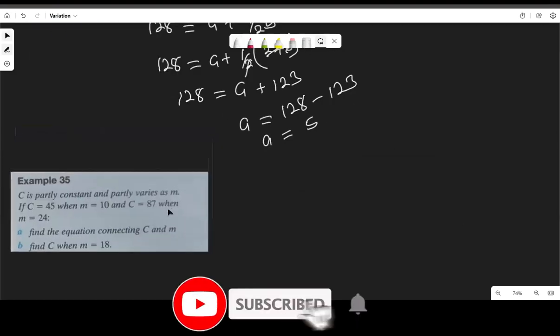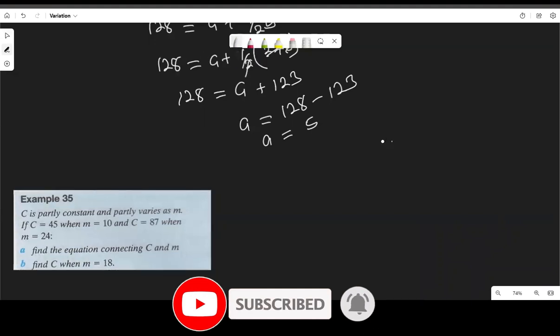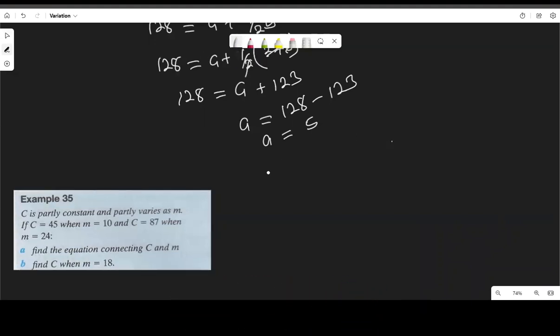Question 2 says C is partly constant and partly varies as M. C is partly constant, let the constant be A, then partly varies as M, let it be BM. In other words, when you say C is partly constant, C is equal to a constant A, then partly varies as M. When I remove this variation, I will introduce a constant B, then M. Combining these two equations, I will have C equal to A plus BM.